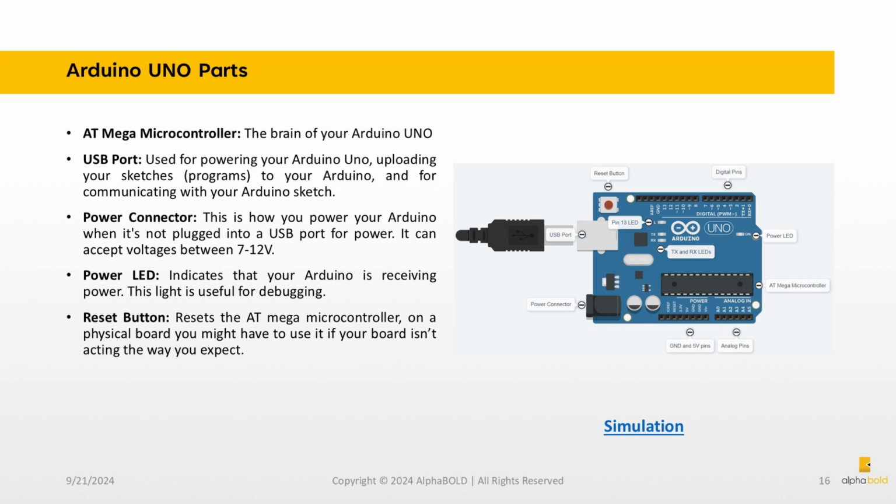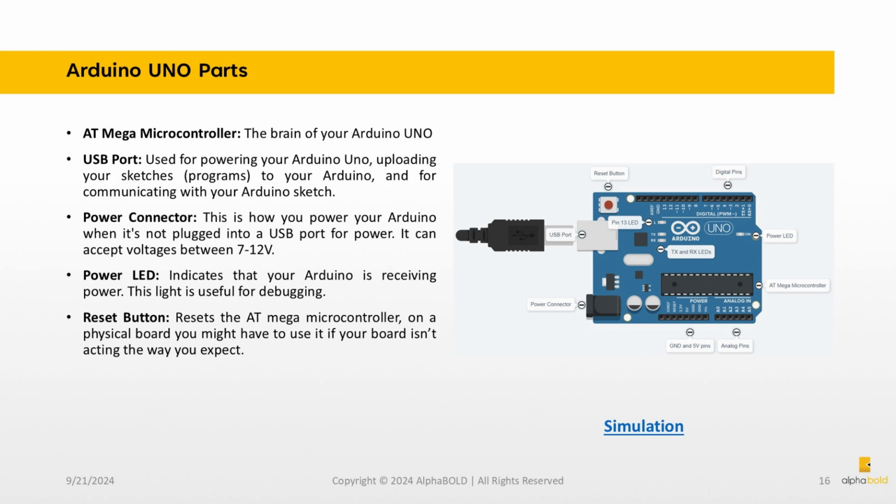USB port. Used for powering your Arduino Uno, uploading your sketches, programs, to your Arduino, and for communicating with your Arduino sketch. Power connector. This is how you power your Arduino when it's not plugged into a USB port for power. It can accept voltages between 7-12 V.